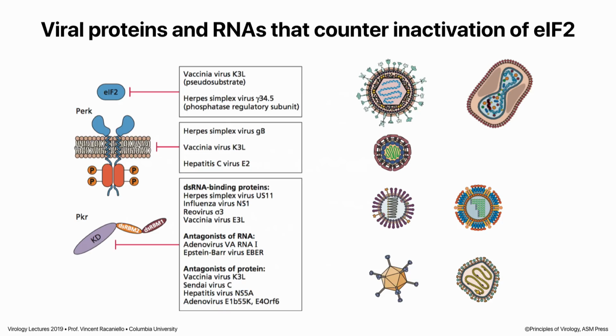Then there are antagonists of PKR directly. There are antagonists of RNA like VA RNA. We just talked about that as well. There are antagonists of the protein itself. And this is just a partial list of all the viral antagonists of different members of this pathway. This tells you how important it is, because every virus needs to have a way to get around it.